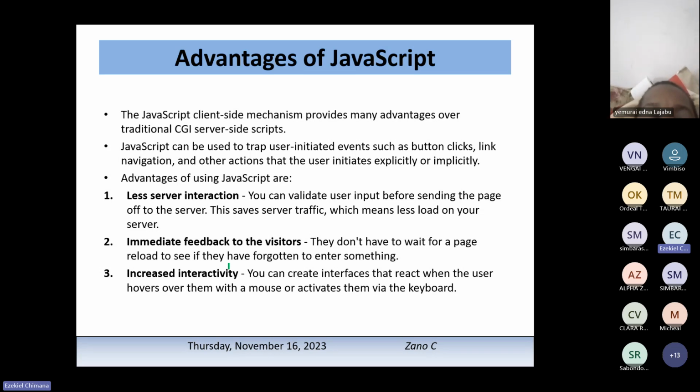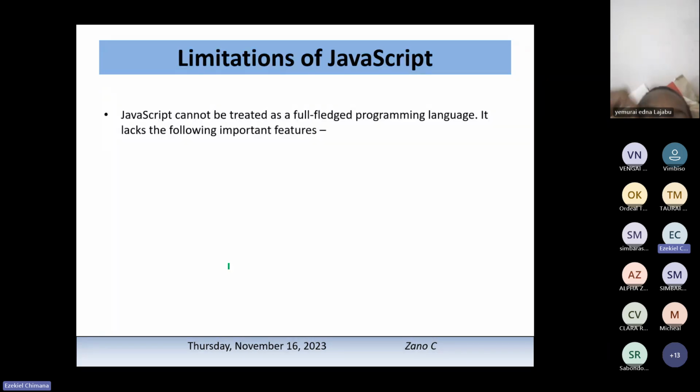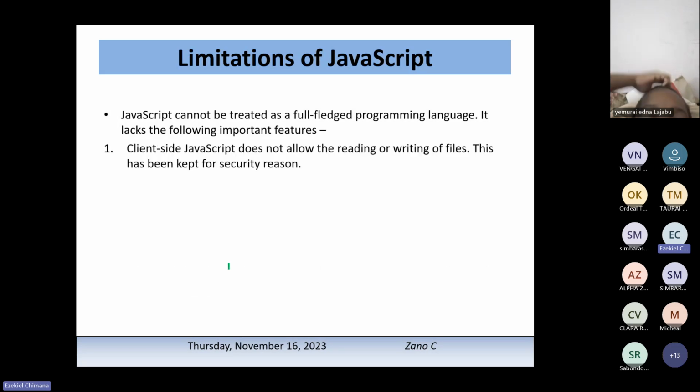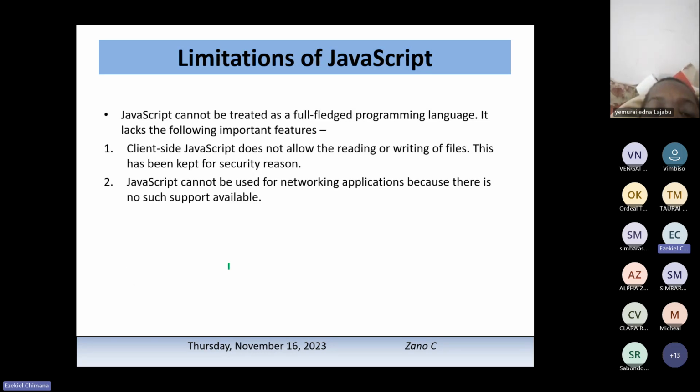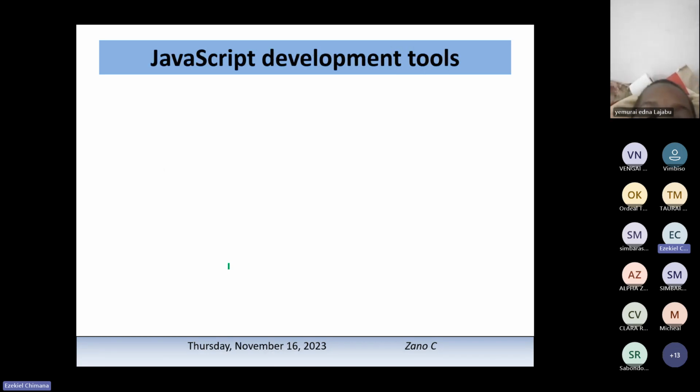So just like using those events, you can use those events. Also richer interfaces. And there are some limitations. JavaScript cannot be treated as a full-fledged programming language. It lacks the following important features: client-side JavaScript does not allow the reading or writing of files. This has been kept for security reasons. JavaScript cannot be used for networking applications because there is no such support available. JavaScript doesn't have any multi-threading or remote processing capabilities.